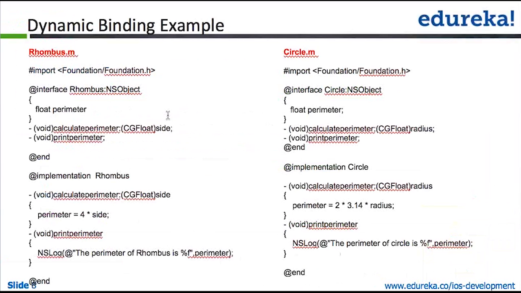Okay. So now let's take an example. Let's create two classes, a rhombus and a circle. These have functions for calculating the perimeter and printing it. Obviously, the implementation is different based on the formula for a rhombus and for a circle.